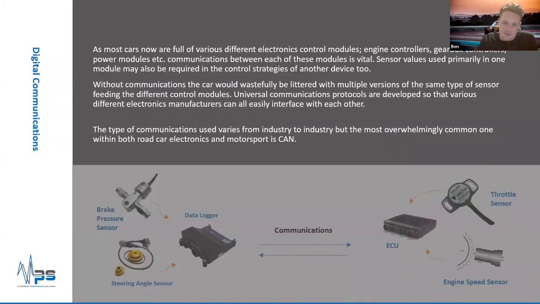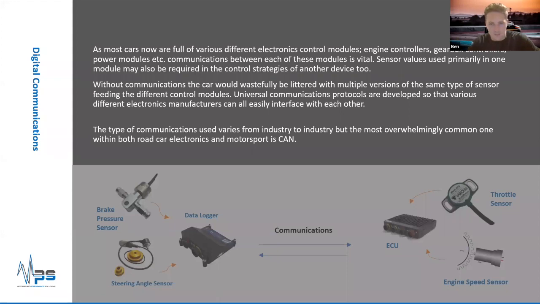So the previous few slides were talking about if we want to physically add our own sensors to the car to monitor our driver's inputs on the controls. Another big part of modern day motorsport electronics and data logging is communications. Depending on the age of the car you're working with, it will presumably have some sort of electronics control module already installed on it.